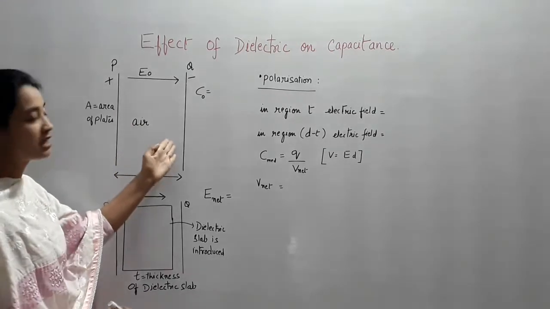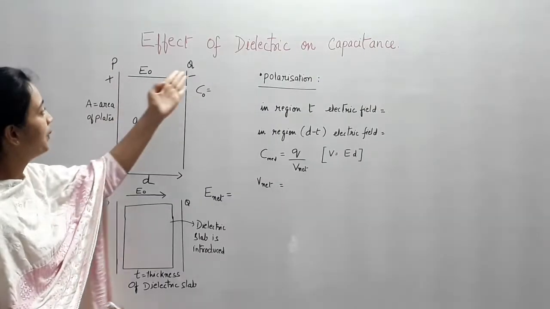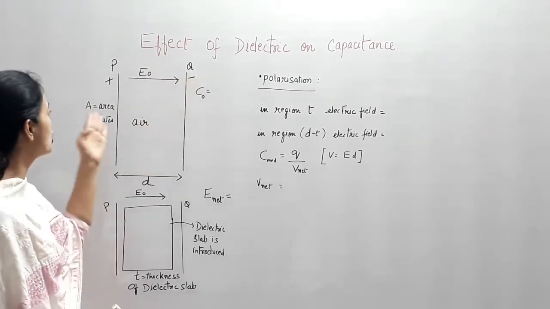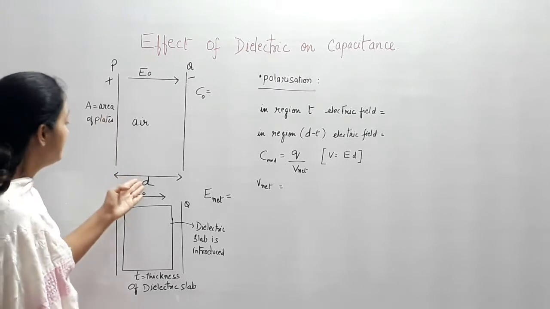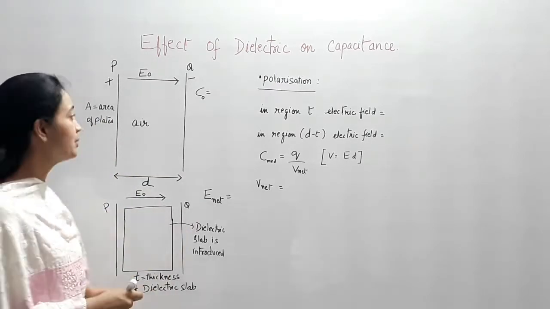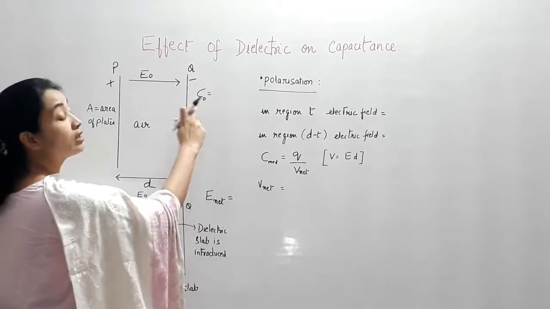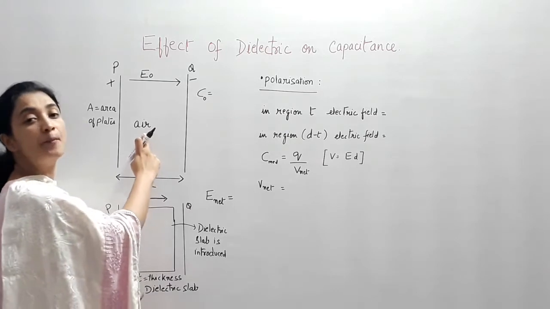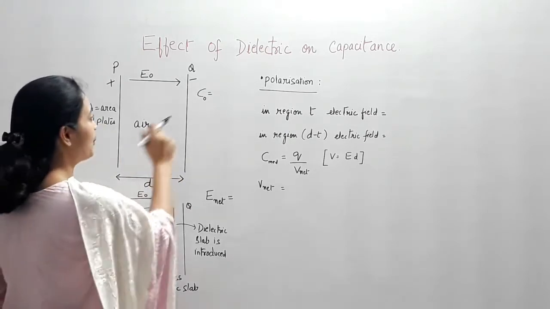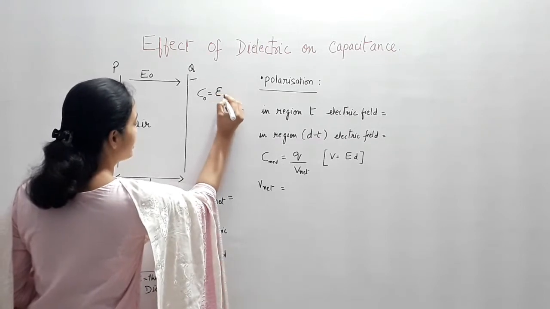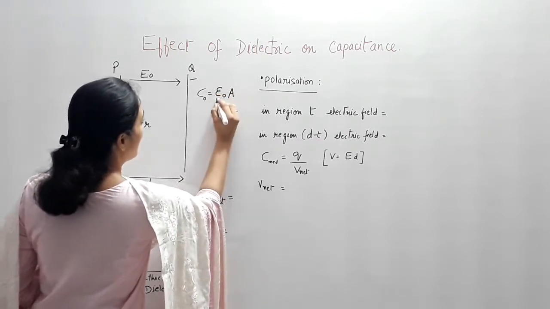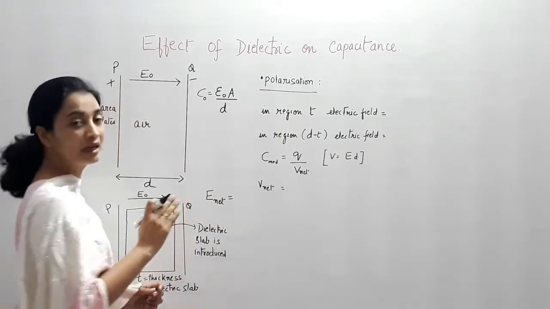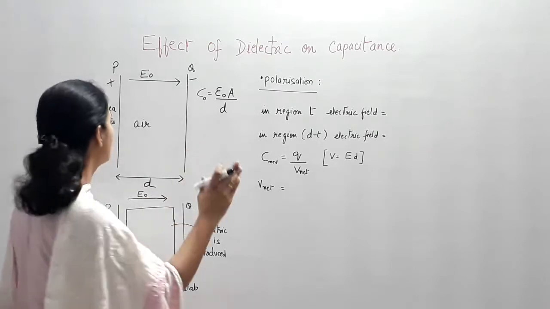Consider this parallel plate capacitor already known to you with the plates P and Q. P is with positive charge, Q with negative charge, A is the area of the plates, D is the distance between the plates, all the parameters known to you. I will denote it with C0, the capacitance of the capacitor when air or vacuum is the medium between the plates. Here we are already familiar with this term, epsilon naught A upon D. This is the expression for capacitance of a capacitor with air or vacuum in between the plates.